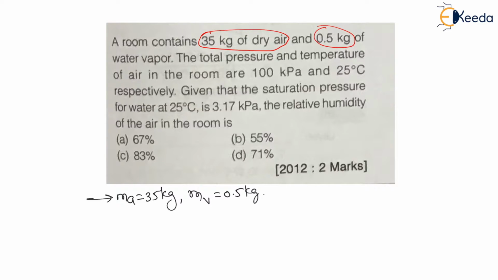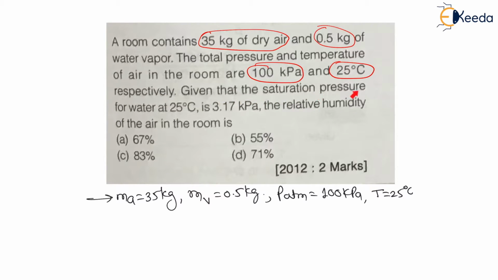Then after that, the total pressure and temperature of air in the room are. Total pressure means it is the atmospheric pressure, right? This total pressure is atmospheric pressure and temperature of room is nothing but dry bulb temperature. So here atmospheric pressure, which is nothing but total pressure, is given 100 kilopascal and dry bulb temperature is given 25 degrees Celsius for the room respectively.